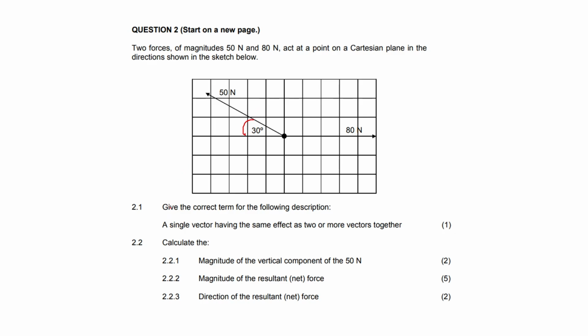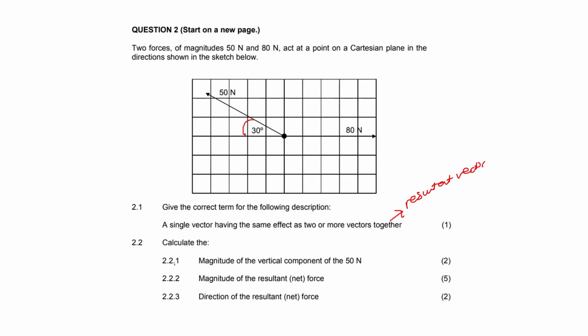Okay, 2.1. Give the correct term for the following description. So now they give you the definition and you have to give the term. So we have a single vector having the same effect as two or more vectors together. That is called the resultant vector.